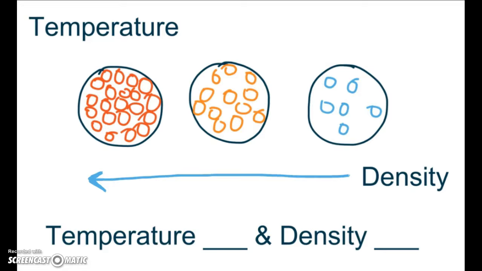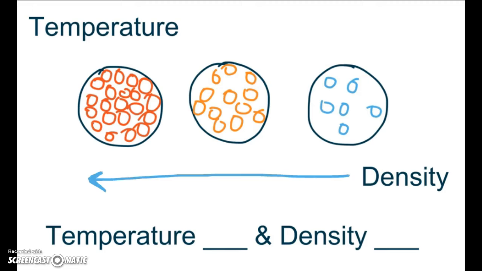What happens when you increase the temperature, though, is that the particles will get excited. They'll get energized because you're adding heat energy to them. So they'll do a couple things. One, they're going to get excited. They're going to move faster, and they're going to move further apart.